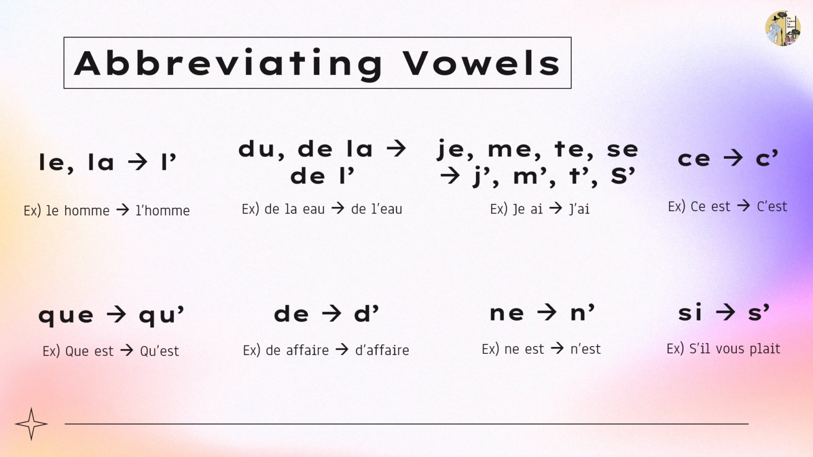And fifth, que can become QU apostrophe. So, que est can become qu'est. So, for example, qu'est-ce que c'est? What is this? Sixth, de can be turned into D apostrophe. For example, de affaires should be turned into d'affaires. And we're almost done. Ne can be shortened into N apostrophe. Ne est, n'est. And lastly, si can be shortened into S apostrophe. S'il vous plaît.